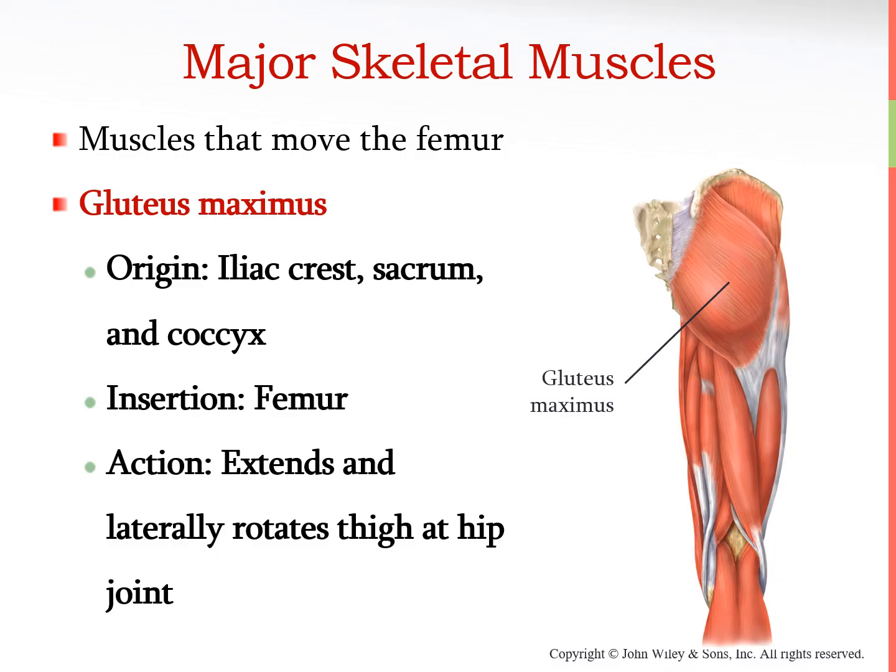Moving inferiorly, we now have the muscles that move the femur. The gluteus maximus covers most of the buttocks region. It has its origins in the iliac crest of the hip bone, as you can see, as well as the sacrum and coccyx medially. The insertion is in the femur, so the gluteus maximus covers the hip joint. As it contracts, because it's a posterior surface muscle, it's going to pull the femur posteriorly toward the hip. And that action, if you can imagine, is extension at the hip.